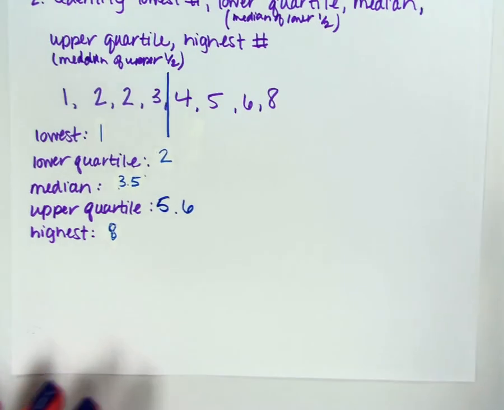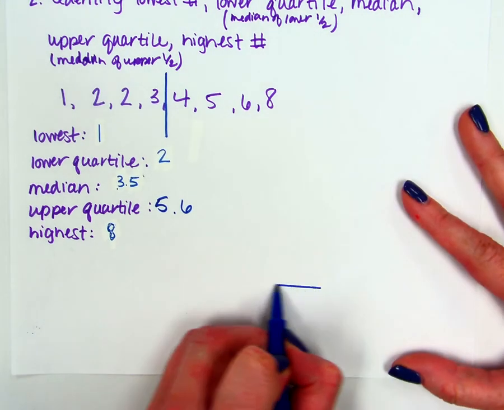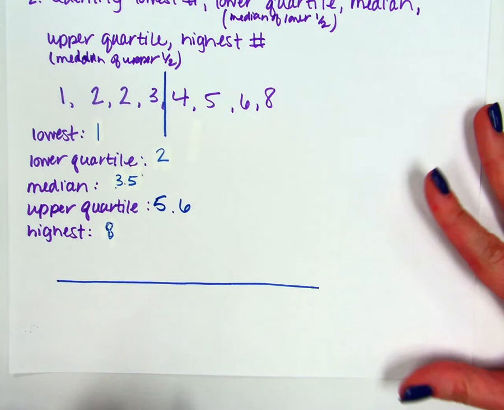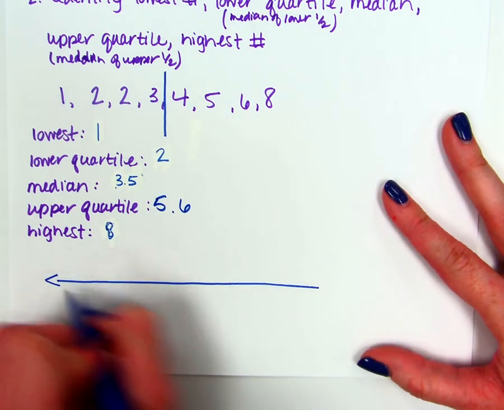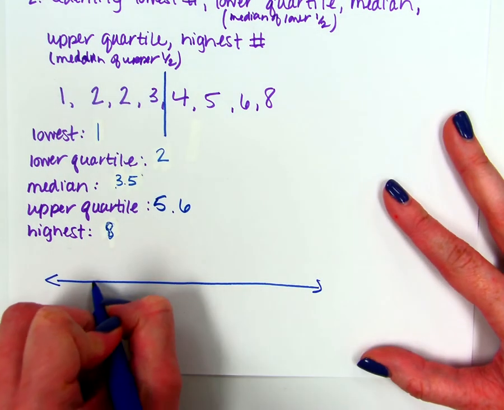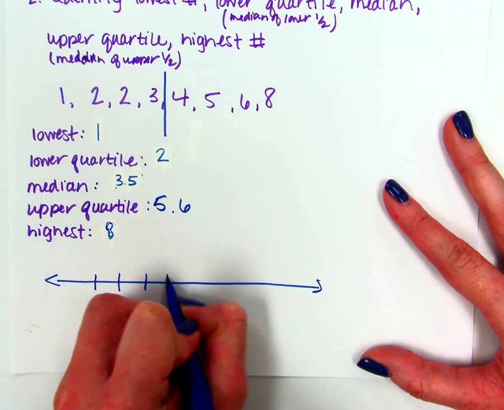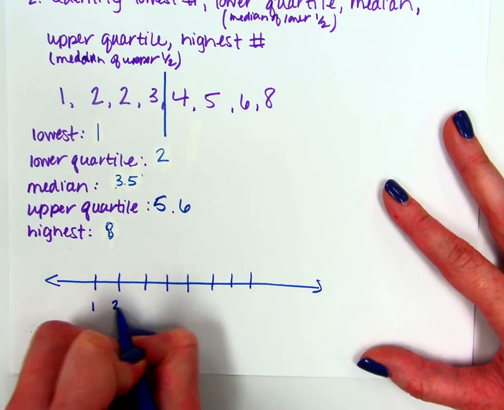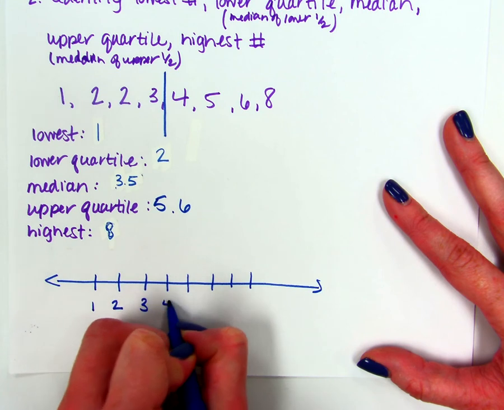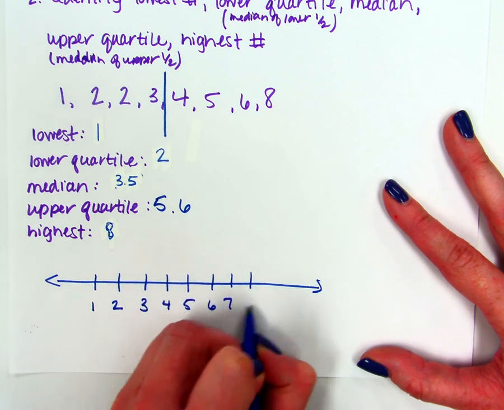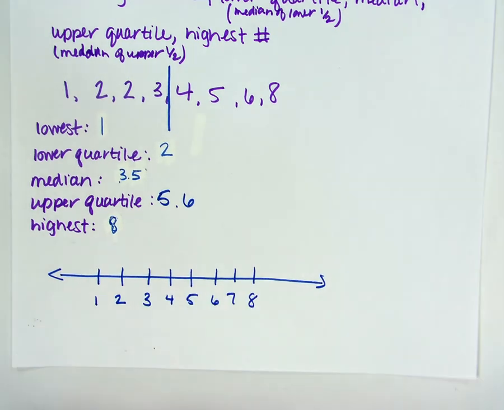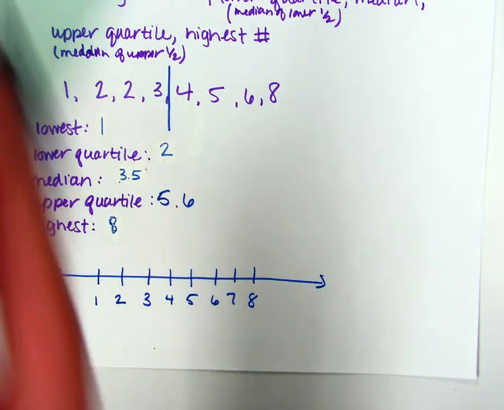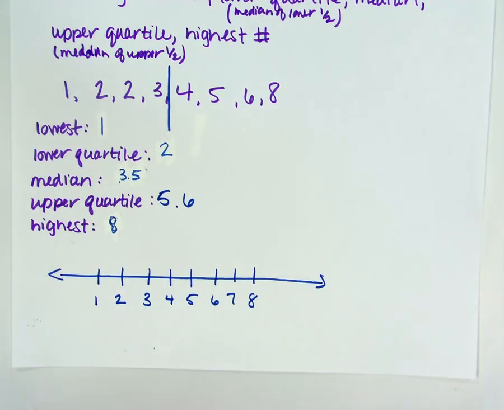So we're going to start out with a number line. I'm going to plot all my points on here. I'm going to label all of my points. And I'm just going to grab another color so you guys can see. So here's my number line. Now what I'm going to do is plot those 5 points.